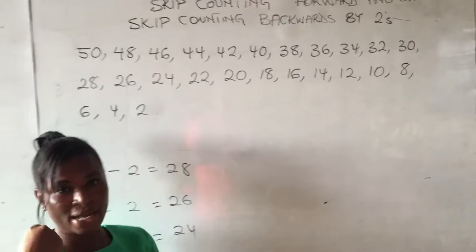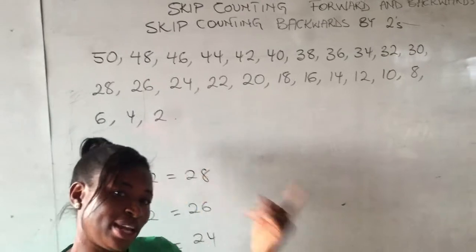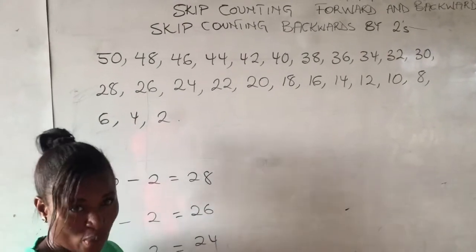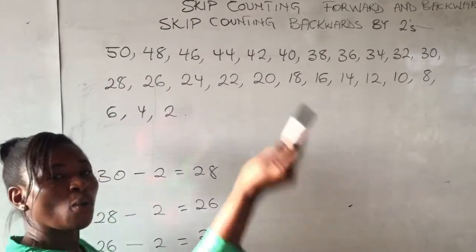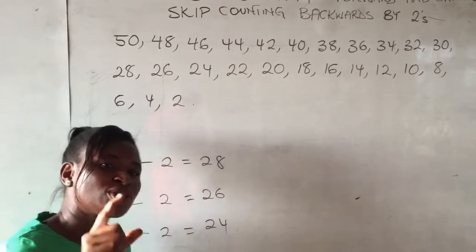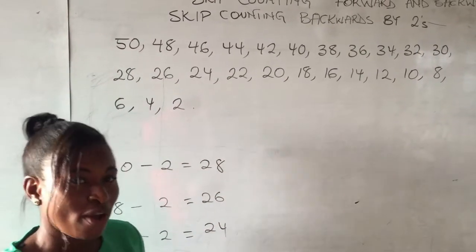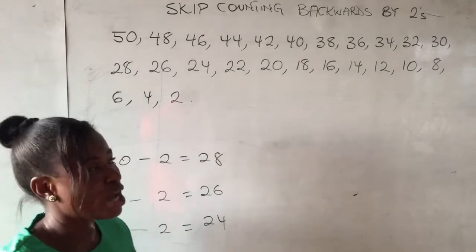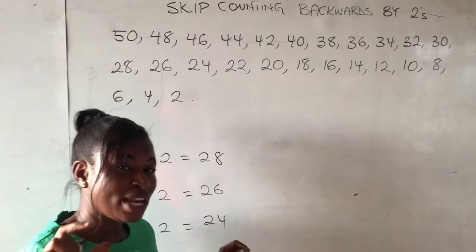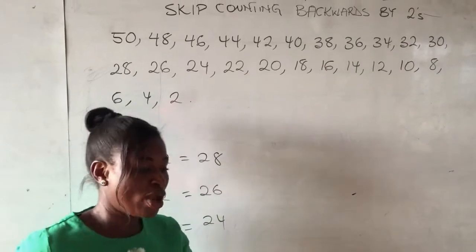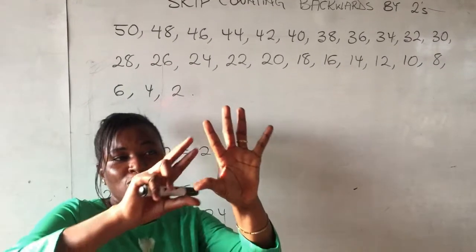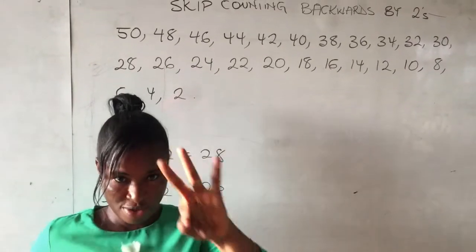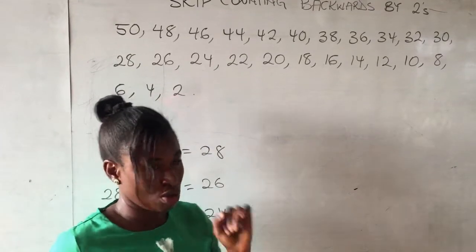Now, in today's lesson, we are going to skip count backwards. So we are going back. So instead of going forward, this time we are moving backwards, okay? Now, in backwards, we are going to subtract 2. Remember, in forward, you add 2. Now, backwards, you are to subtract 2, meaning you are going to minus. So if you have 5 and you are subtracting 2, what will you have? 3. That is what we are going to do here.